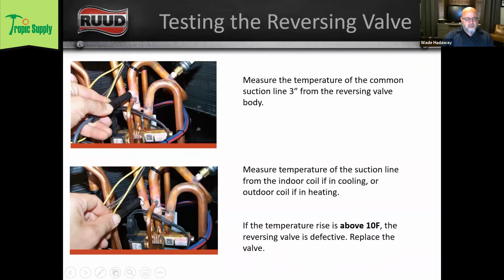I'm checking the suction line coming from my cooling coil. If you have more than a 10-degree temperature rise across these tubes here, that's telling you that the bathtub is not fully seated and some of that hot discharge gas is mixing in. Now, a little bit of temperature rise here is going to happen no matter what, just because the bathtub's not really insulated well. But if you have a temperature rise of more than 10 degrees across your suction lines, your valve is defective and you need to replace it.